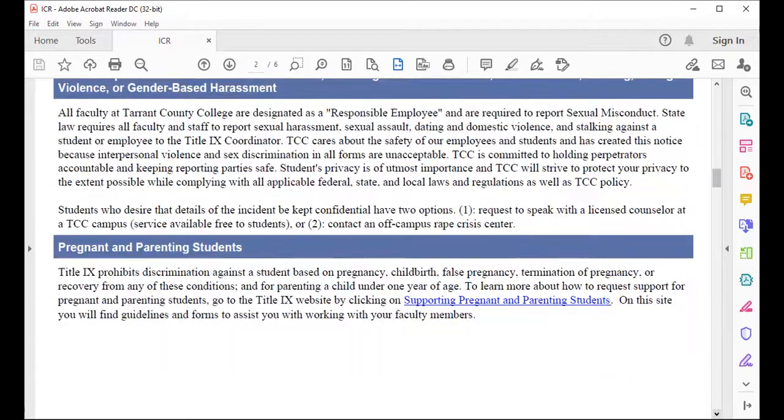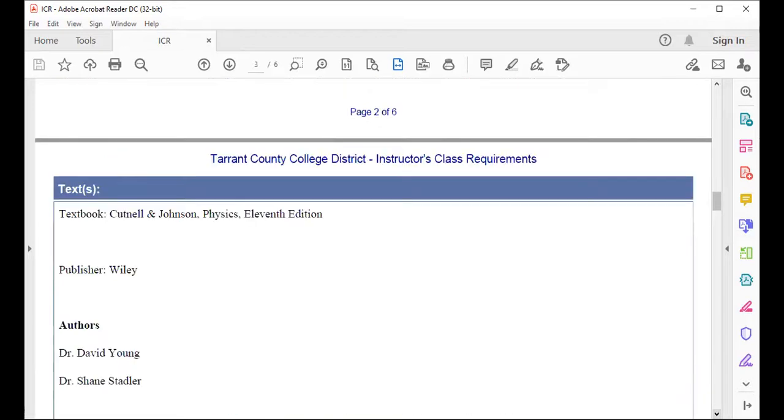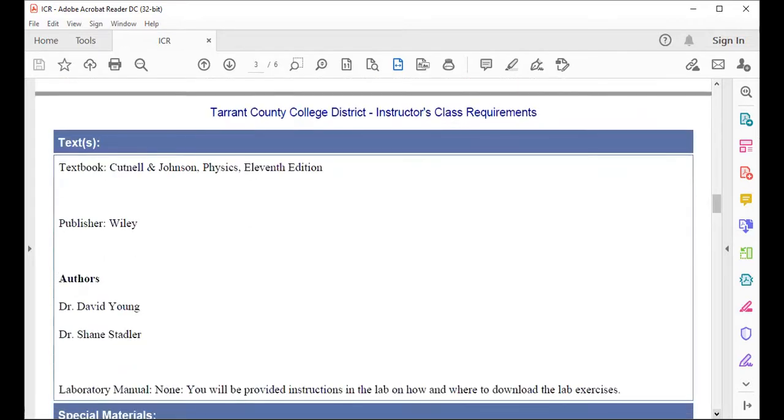Okay, next topic, pregnant and parenting students. Again, you cannot be discriminated against because of pregnancy. Again, that would be another Title IX violation. So you cannot discriminate against students based on pregnancy, childbirth, anything like that. Again, there are laws to protect against that kind of discrimination. Okay, now we go into that. So that's what TCC put into my syllabus.